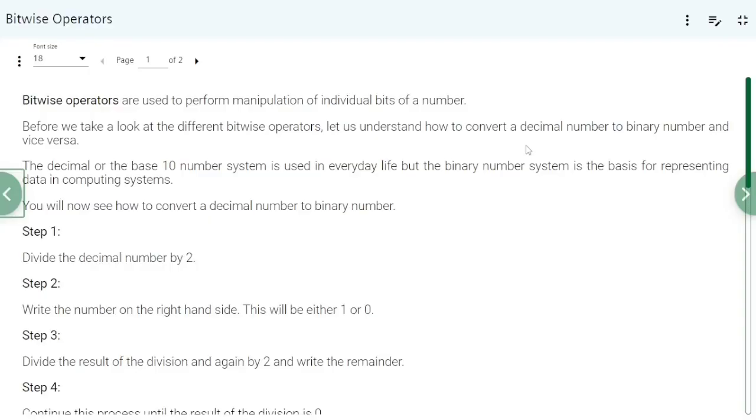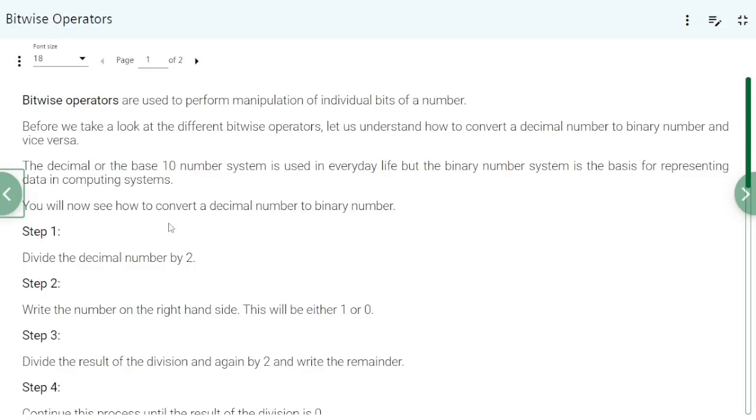So, what are bitwise operators? Bitwise operators are used to perform manipulation on individual bits of a number. So, we have a few bitwise operators that allow us to operate on numbers, and we can do the bitwise manipulation. But before we take a look at the different bitwise operators, let us understand how to convert a decimal number to a binary number and vice versa.